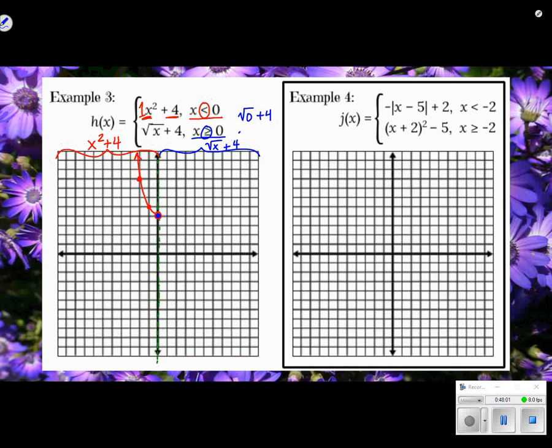I can take the square root of 1. What's the square root of 1? 1. 1 plus 4 is 5. I can't take the square root of 2. That's not a nice number. And the square root of 3 is not a nice number either. Ooh, square root of 4 is 2. 2 plus 4 is 6. So (4, 6). Okay, take the square root of 5 or 6 or 7 or 8. Ooh, square root of 9. Square root of 9 is 3. 3 plus 4 is 7. So that's about all I've got there.